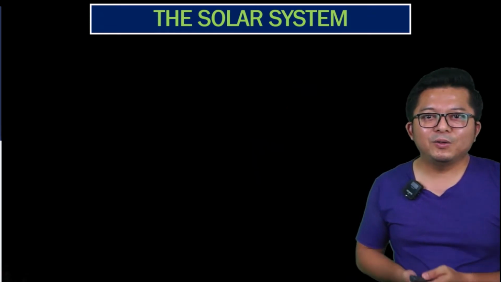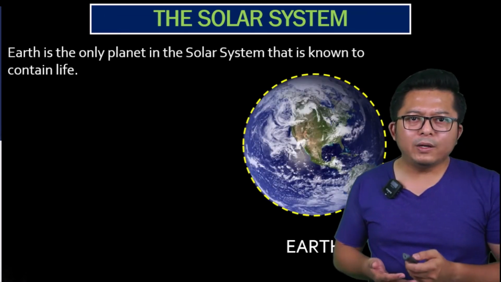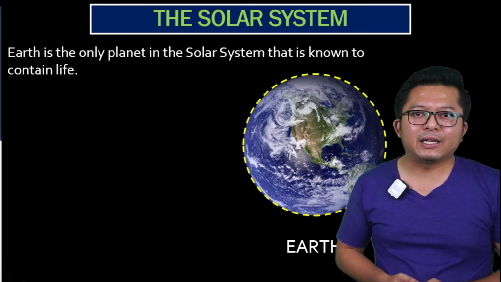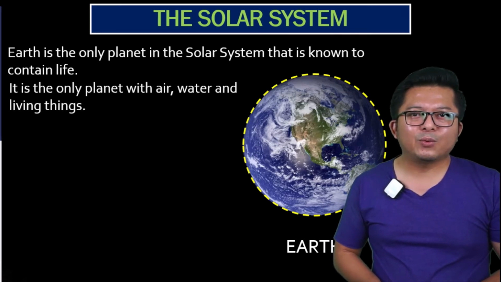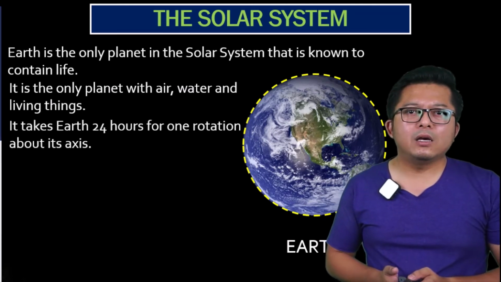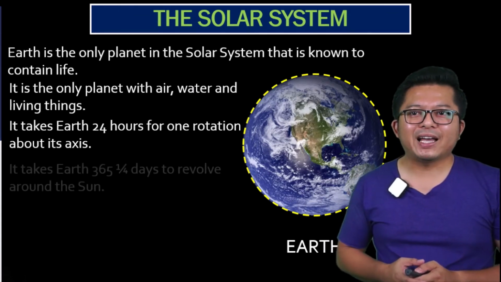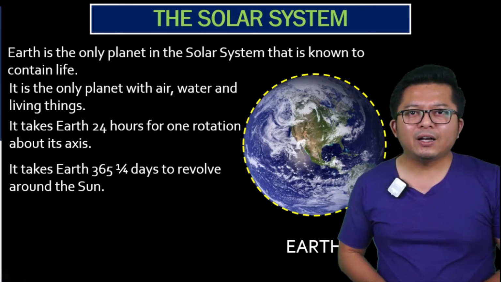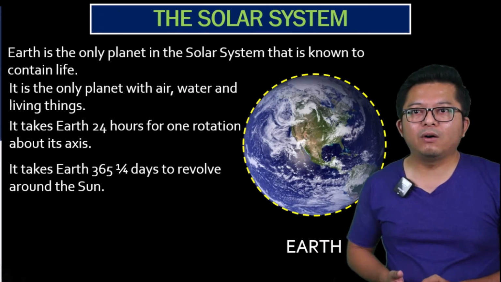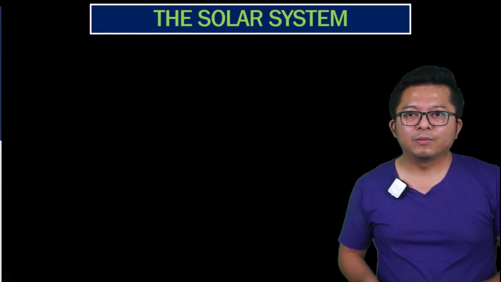Okay, moving on to the next planet, which is our Earth. The Earth is the only planet in the solar system that is known to contain life. It is the only planet with air, water, and living things. It takes Earth 24 hours for one rotation about its axis. It takes Earth 365 1/4 days to revolve around the sun. Earth has one moon.